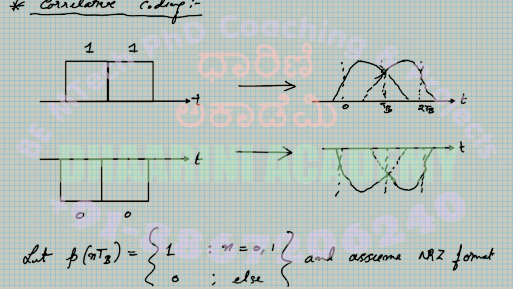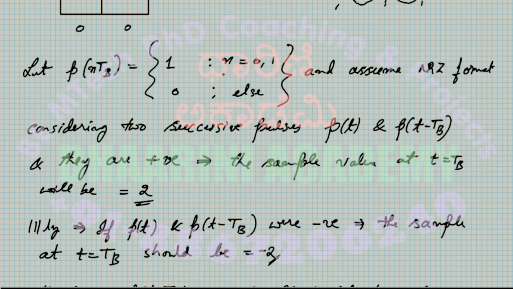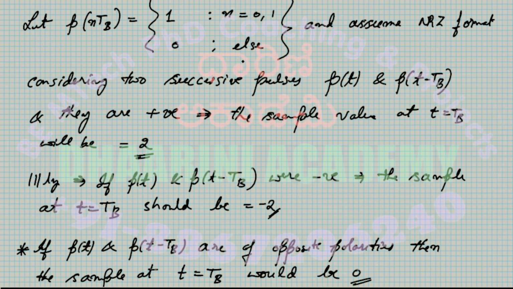So you look at the correlation between the present and the next symbol, and if they are the same, you can introduce the ISI. You can sum them up and send it. That's the idea. So we look at the fundamentals. Let us say we have a pulse p(nTb). It is 1 for n equal to 0 and 1, meaning I am considering two consecutive pulses. Anyway, NRZ format works very fine for us, so we assume NRZ format.